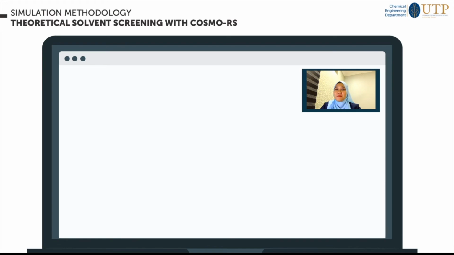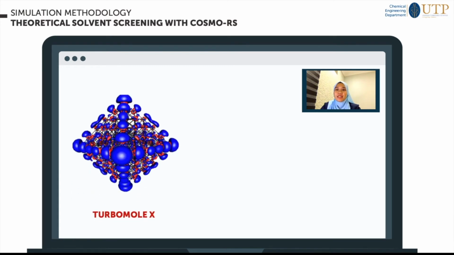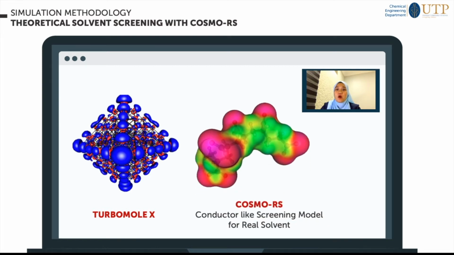In the simulation part, a theoretical solvent screening with COSMO-RS was conducted. There were two simulation software involved. First is TurboMole X, which is used to stabilize and optimize the structural components of cations and anions using density functional theory. The second one is COSMO-RS, or conductor-like screening model for real solvents, which is used to study the thermodynamic properties of the combination of cation and anion.